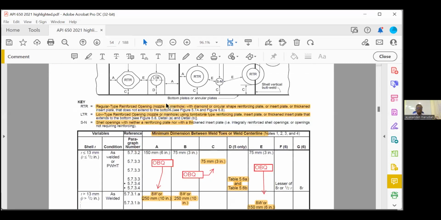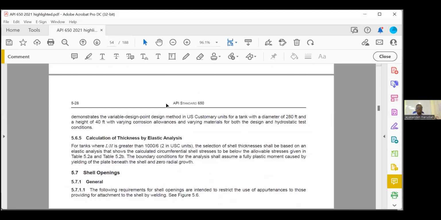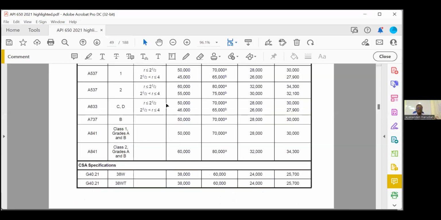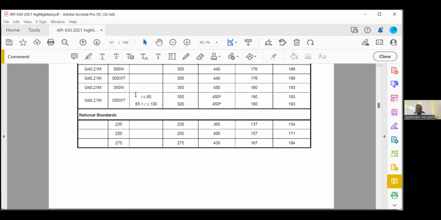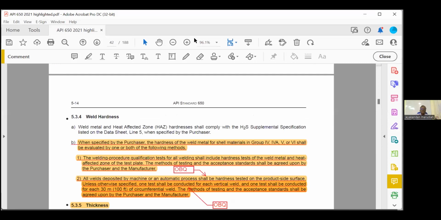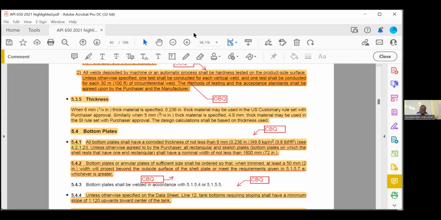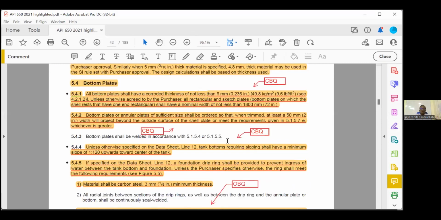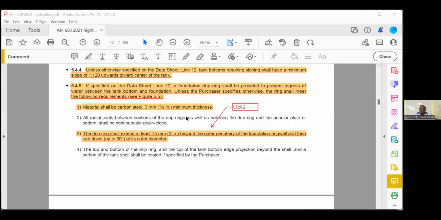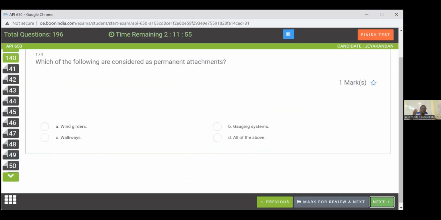So the drip ring, because some questions are shuffled. Here, page number 5-14 is given. The drip ring shall extend 3 inch beyond the outer periphery of the foundation ring wall. That is a very important question. Next.